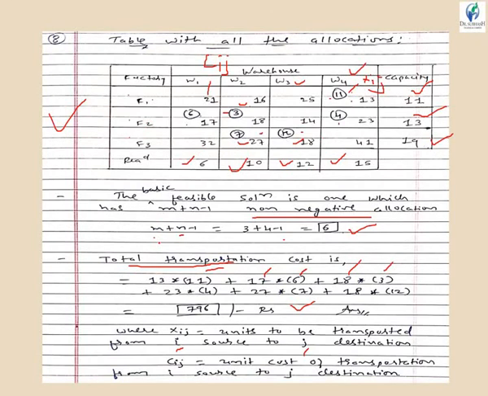So this is all about this method. I hope this helped you understand Vogel's approximation method, which is used to obtain the basic feasible solution. Thank you.